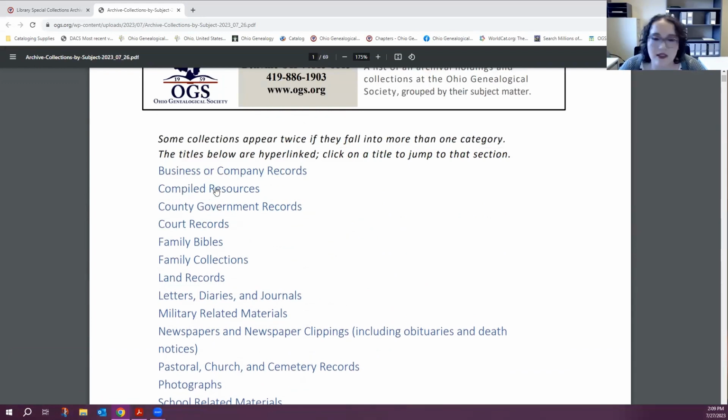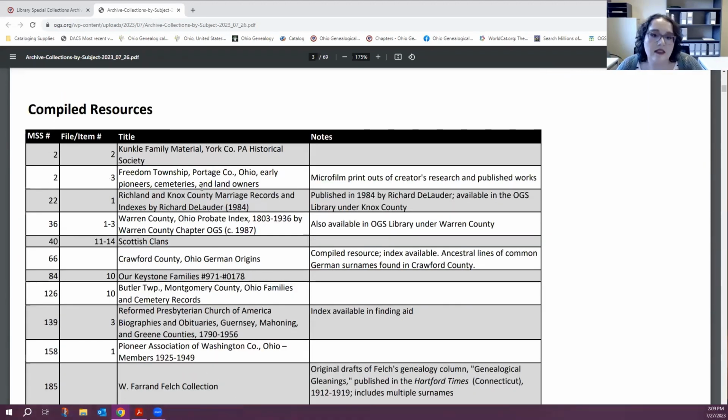And one of the first ones is compiled resources. So I have defined compiled resources as a collection whose information comes from other primary resources, such as newspapers or books, and based around a common subject or theme, such as a church, community, or a lineage. This section also includes research or drafts of published works. And if it is a published work, that would appear in the notes column. And if it's in the OGS library, that will also appear in the notes column.